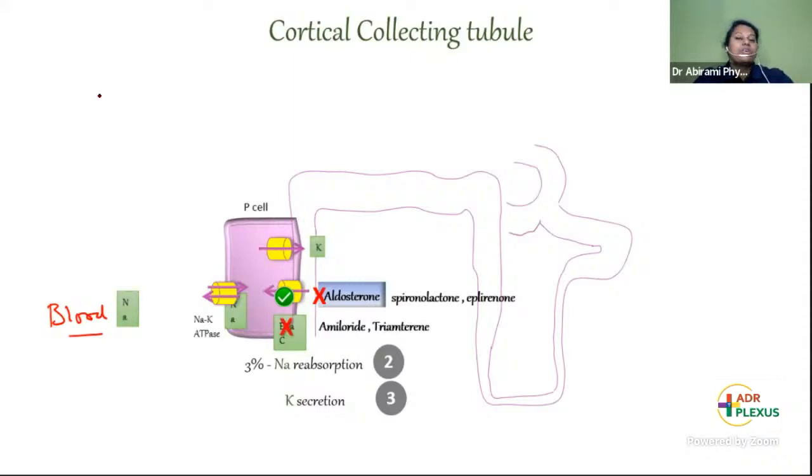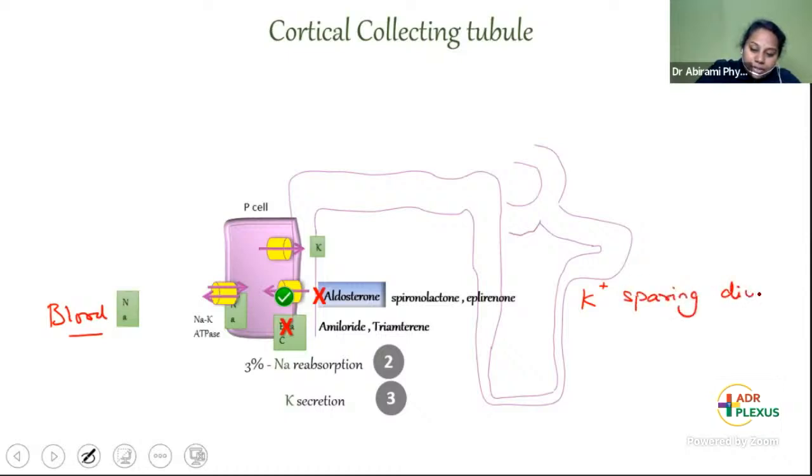ENaC blockers, direct blockers of ENaC, are amiloride and triamterene. So what are they? They are also used as diuretics, but they are called potassium sparing diuretics. Why potassium sparing? Because when they block aldosterone and epithelial sodium channel, sodium cannot be reabsorbed. When sodium cannot be reabsorbed, potassium cannot be secreted. When potassium is not secreted, potassium stays in the blood itself. So they spare potassium from being secreted into the urine. That's why they are called potassium sparing diuretics.